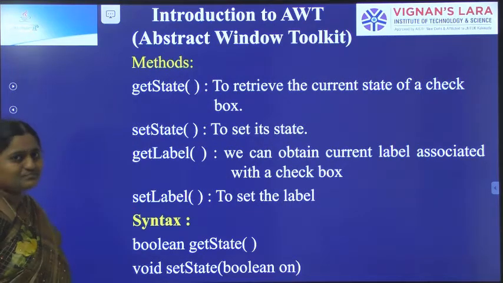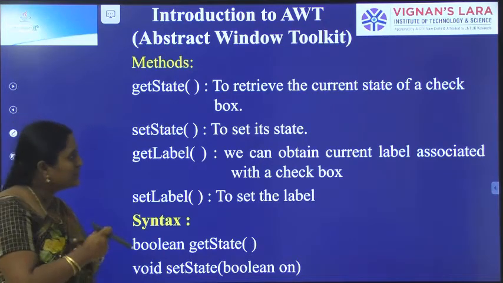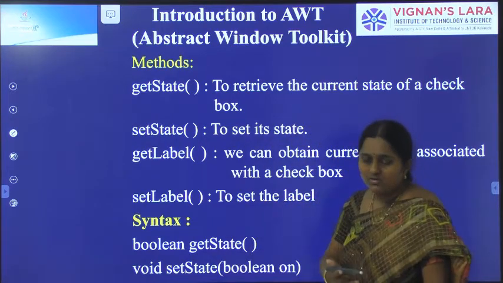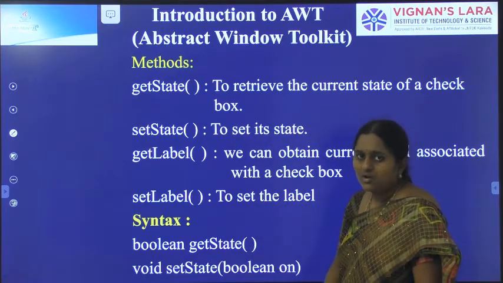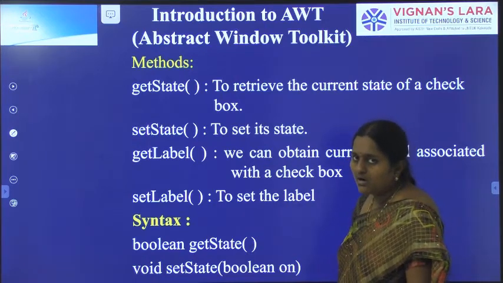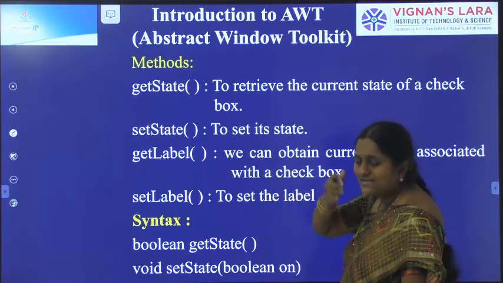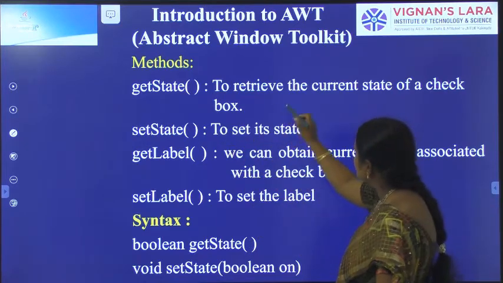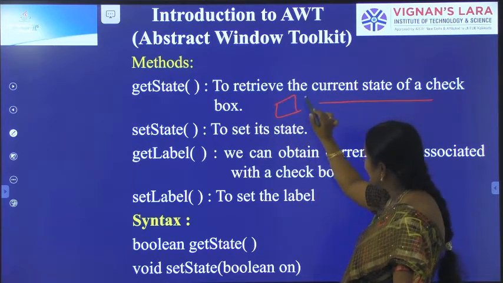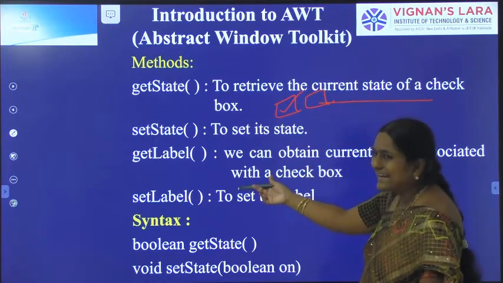First of all, getState and setState. setState sets its state. State means whether it is marked or not, selected or deselected. Sometimes we want to know the checkbox state. In those situations, the getState method will help us find the state of the checkbox, to retrieve the current state of the checkbox, whether it is selected or deselected. Next one, getLabel.